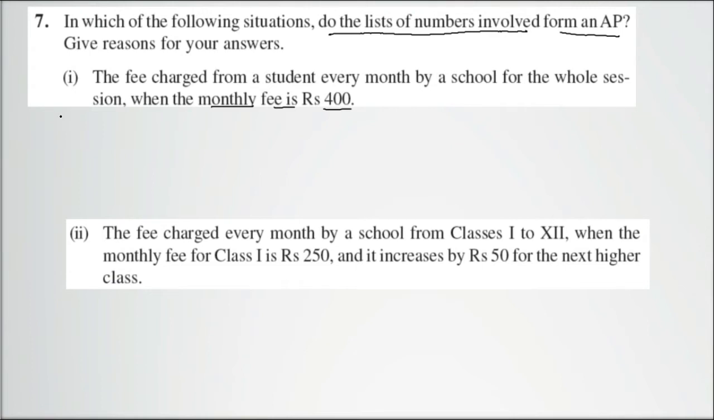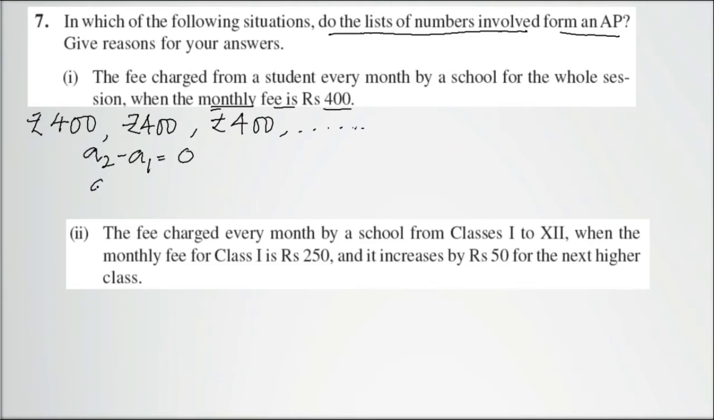Here, the fee charged for a student every month by a school is rupees 400. So the fee charged from a student for the whole session will be rupees 400 for 1 month, for next month also rupees 400, for next month also rupees 400, and it is continued till the last session. Here, when we observe A2 minus A1, the difference will be 0. A3 minus A2, the difference is 0.